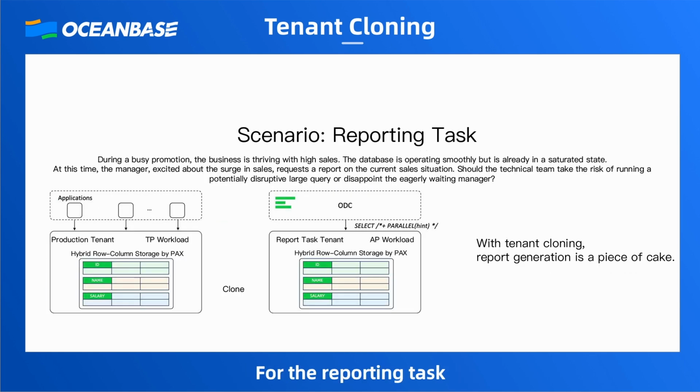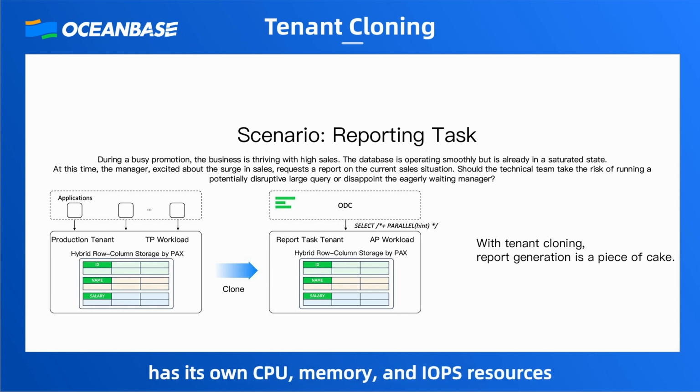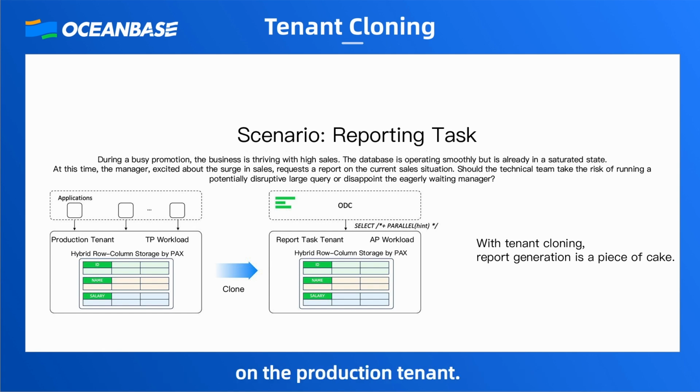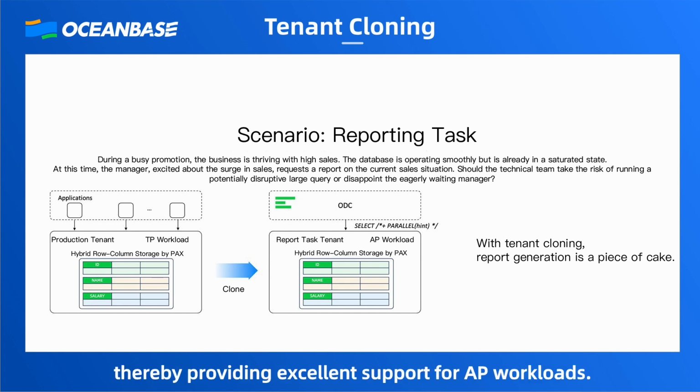For the reporting task, we can easily clone a new reporting tenant based on the production tenant. This new reporting tenant has its own CPU, memory, and IOPS resources, allowing us to run reporting tasks with minimum impact on the production tenant. Starting from version 4.3, OceanBase introduces the hybrid row-column storage mode. If the source tenant is in the hybrid row-column storage mode, the newly cloned tenant will also be in the hybrid row-column storage mode, thereby providing excellent support for AP workloads.